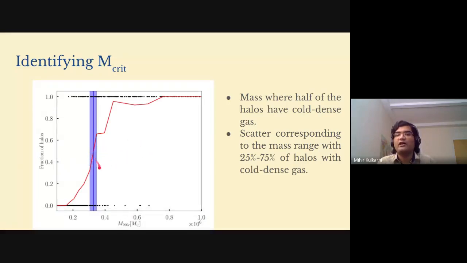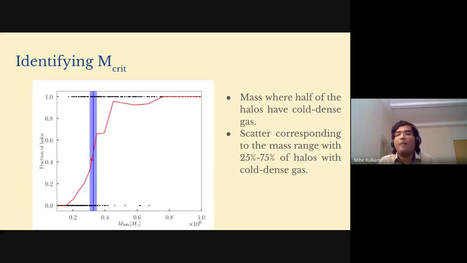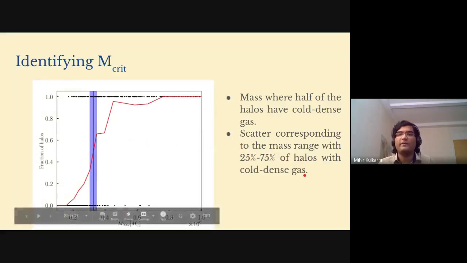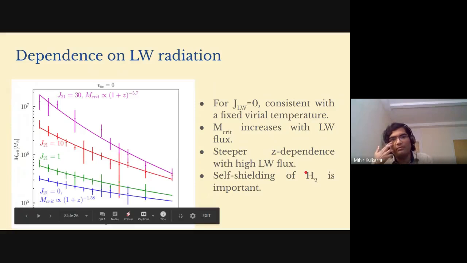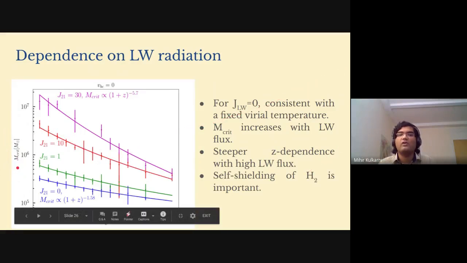We define the critical mass to be the mass where 50% of the halos have cold and dense gas and form first stars. But it's important to keep in mind that this is not a step function, and when population 3 stars form in a given halo depends a lot on the history of the halo, its merger history, as well as its spin, etc.